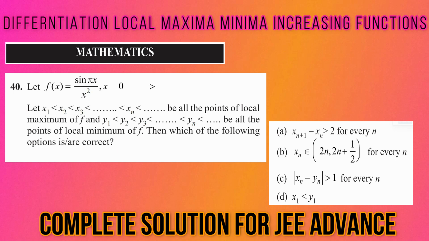The first option says that x(n+1) − xn is bigger than 2 for every value of n. The second option says that xn belongs to the open interval (2n + 1/2) for every value of n. The third option says that the modulus of xn − yn is bigger than 1 for all values of n, and the fourth option says that x1 < y1. Let's figure out which option is correct.